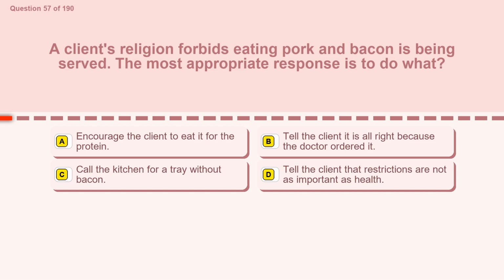Question 57. A client's religion forbids eating pork and bacon is being served. The most appropriate response is to do what? Option A. Encourage the client to eat it for the protein. Option B. Tell the client it is all right because the doctor ordered it. Option C. Call the kitchen for a tray without bacon. Option D. Tell the client that restrictions are not as important as health.